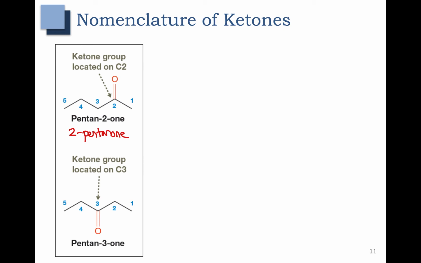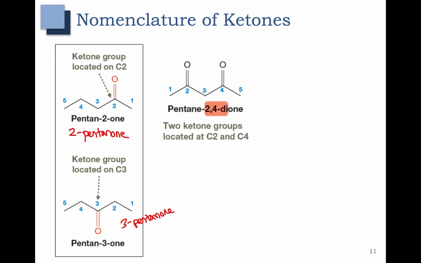3-pentanone becomes 3-pentanone regardless of whether you number it from the left or from the right. 1, 2, 3. Either way, it gets the same number, so that's an easy one. You can call it pentan-3-one or 3-pentanone.